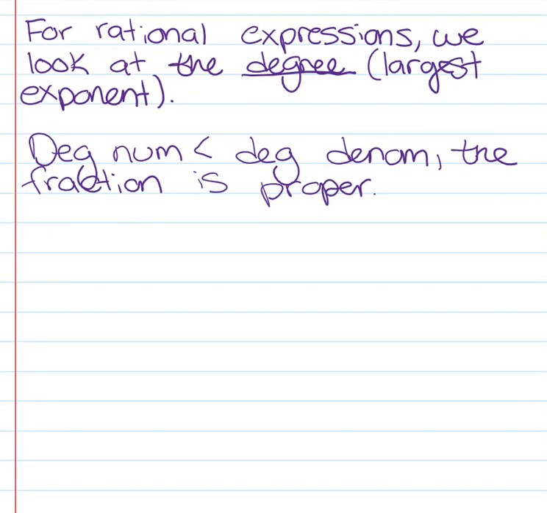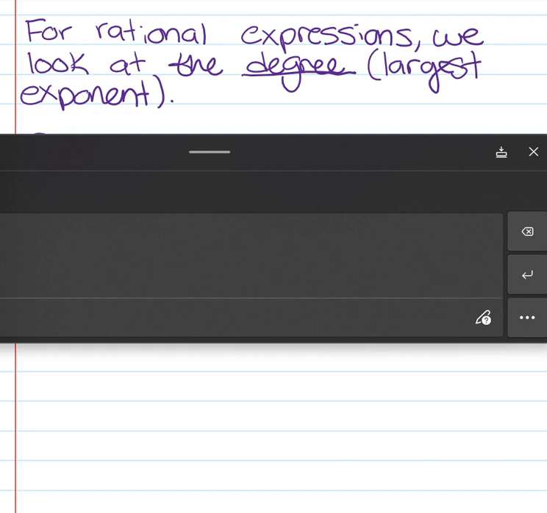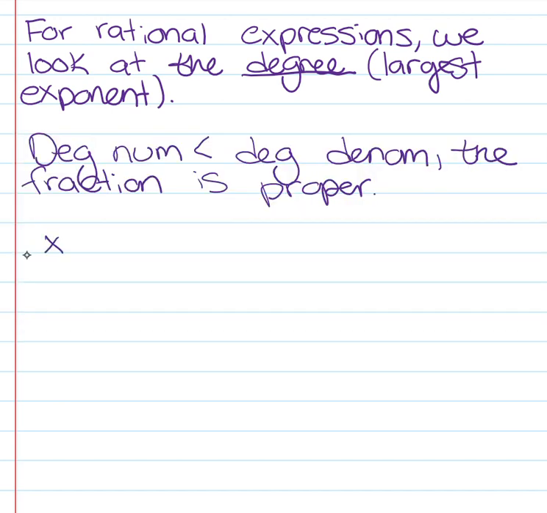All right, here we go. Example 1. x over x cubed plus 1. Is this proper or improper? Well, let's look at the degrees. We're going to look at the exponent of the top and the bottom, the largest one. So here we've got a 1 there. So this has a degree of 1. And then here we have a 3 down here. So this has a degree of 3.